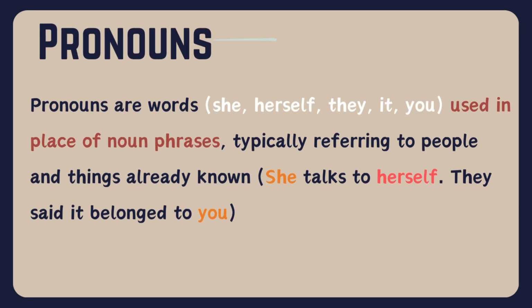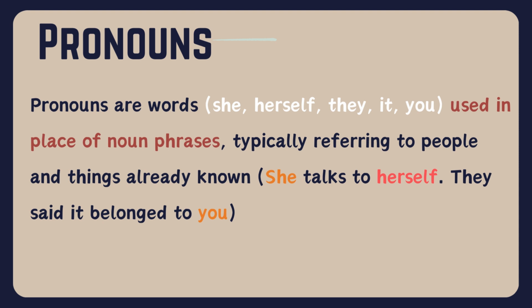Now we'll explore pronouns. Pronouns are the words that take the place of nouns. They are used to avoid repetition and make sentences easier to understand. Personal pronouns include he, she, it, they, which refer to people or things already mentioned. Then we have possessive pronouns like his, her, their, which show ownership.